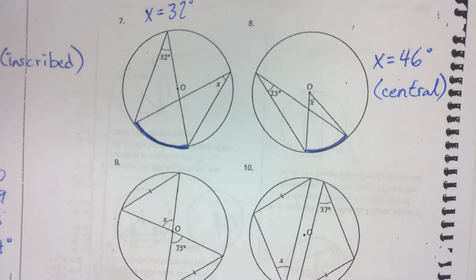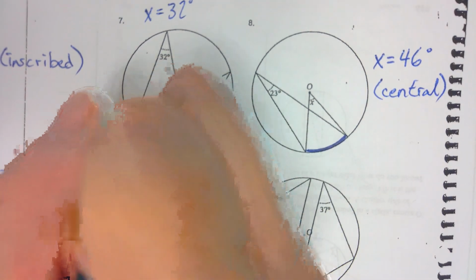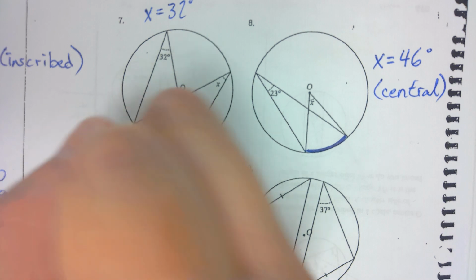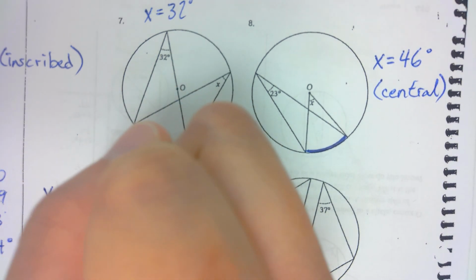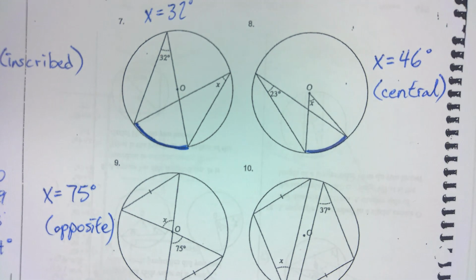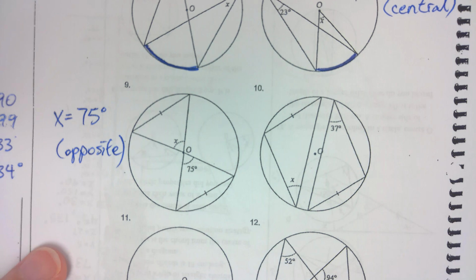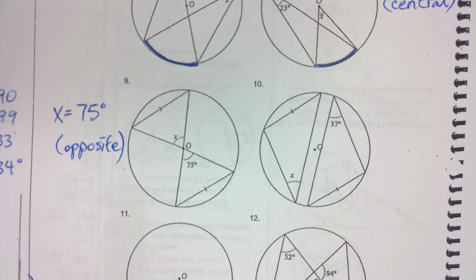Number 9, Ryan. 75. How do you know? Right, opposite. We learned about this on Tuesday.